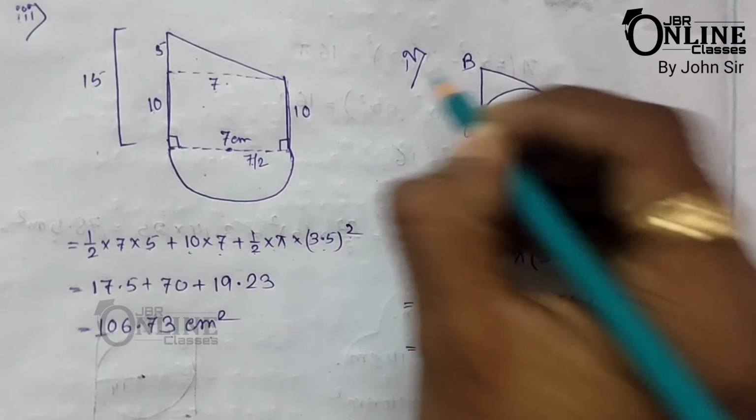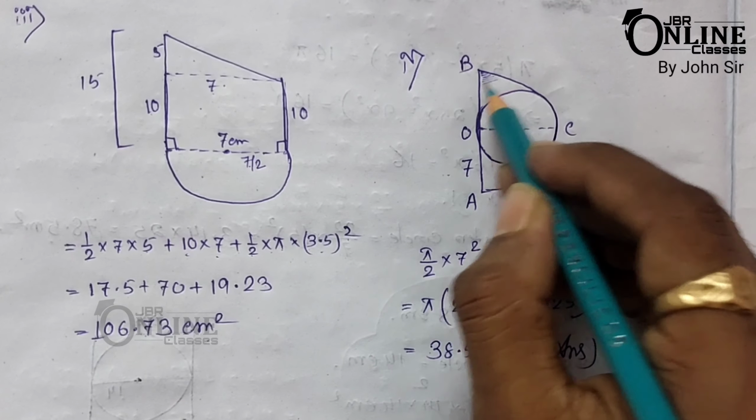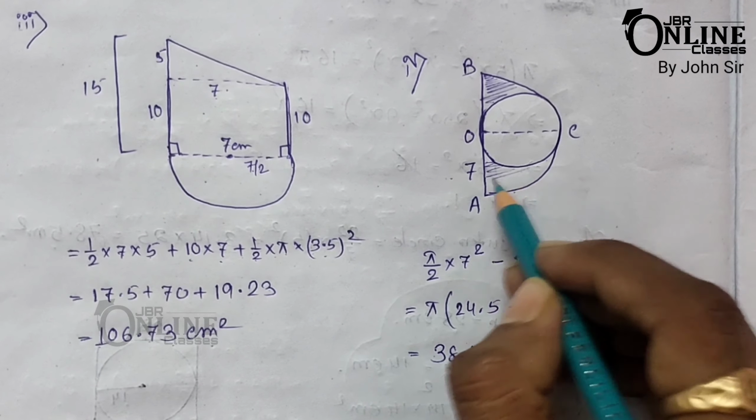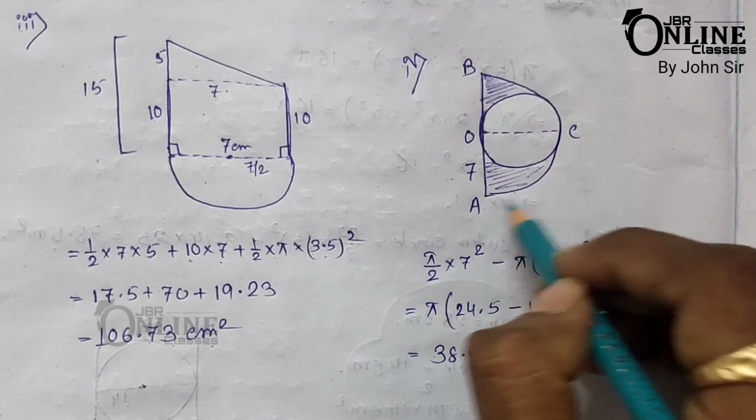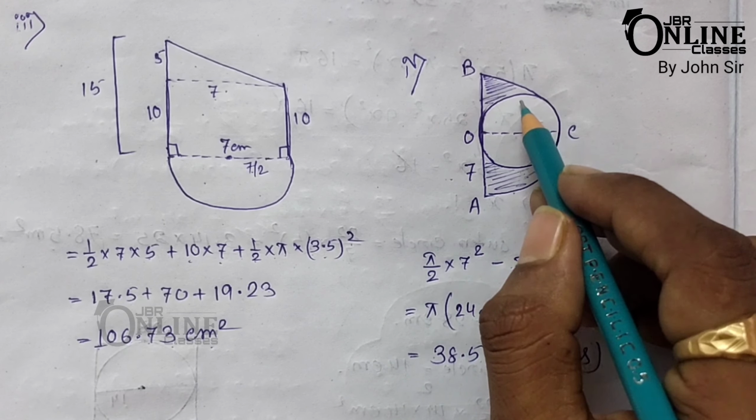Now the fourth, 13.4. In 13.4, that is the diagram, you have to find out the area of this portion and this one. That means first you have to find out the area of this semicircle and then subtract the area of this small circle.